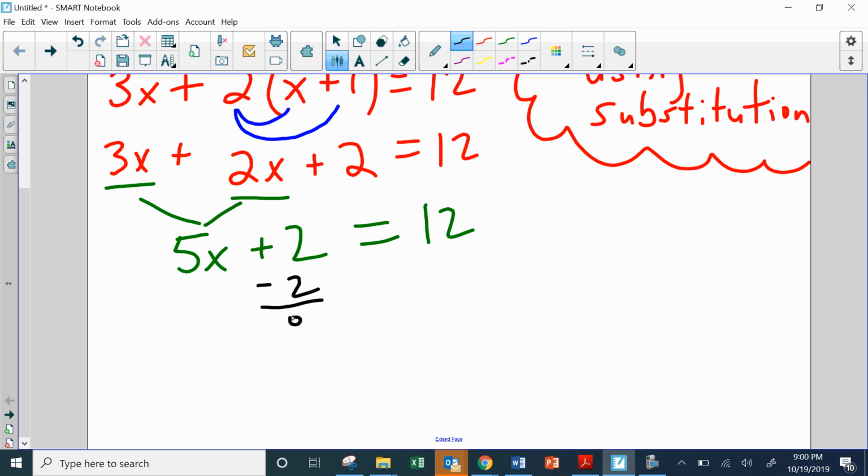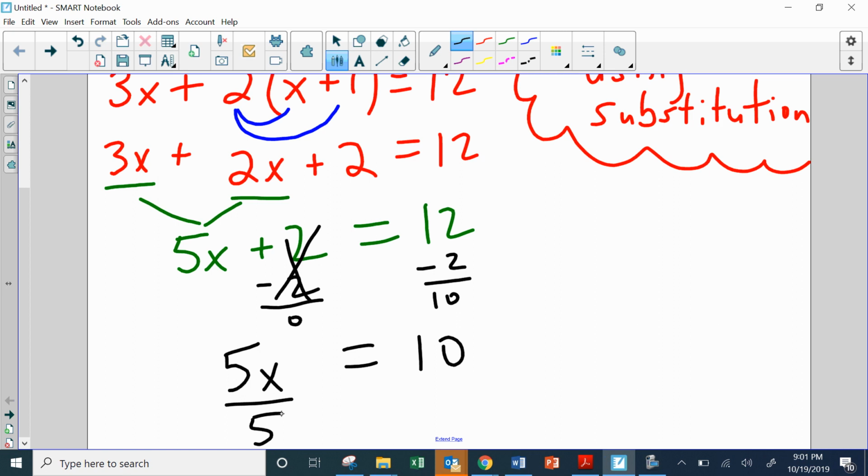So I subtract 2 and I get 0, but if I subtract 2 there, I better subtract 2 over here. So I have 5x, which I'll just bring down. I didn't do anything with that. I get rid of all of that, so I don't need that anymore. I subtracted 2 over here, so I have 10 left. So now my last step is I divide by 5.